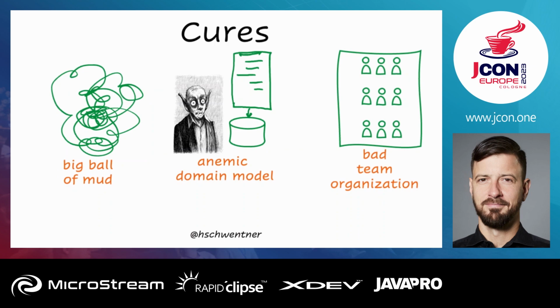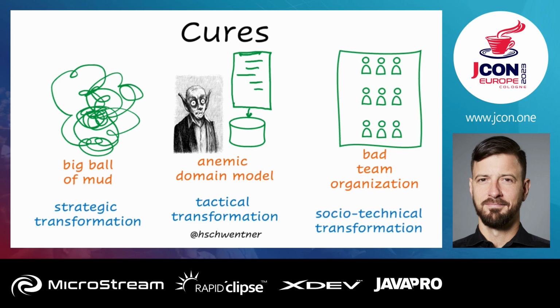So the good thing is, I can tell you there are cures for all these different diseases. So there's strategic transformation against the big ball of mud, there's tactical transformation against the anemic domain model, and there is socio-technical transformation against the bad or not fitting team organization. So we will not have the time today in 45 minutes to look into all these cures in detail, but I will give you an overview so you will get an understanding for that.